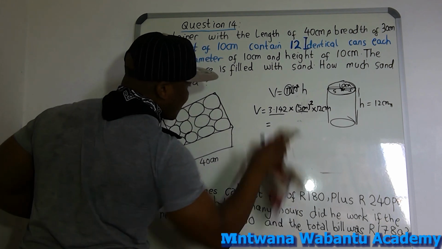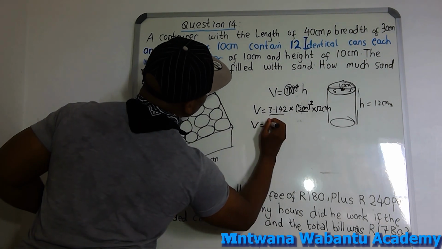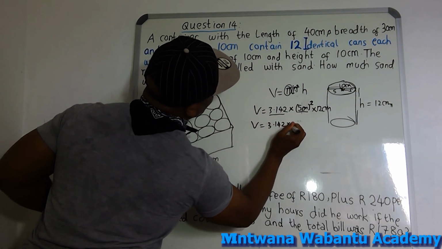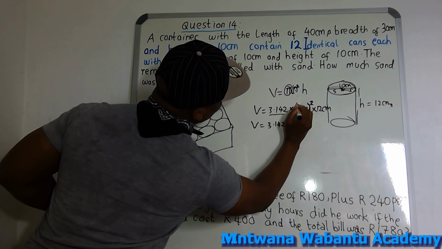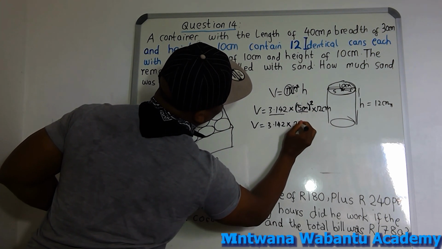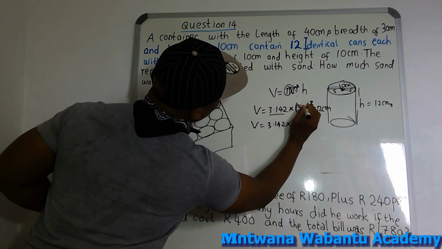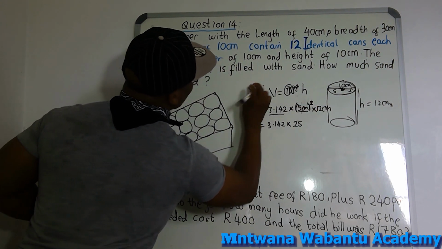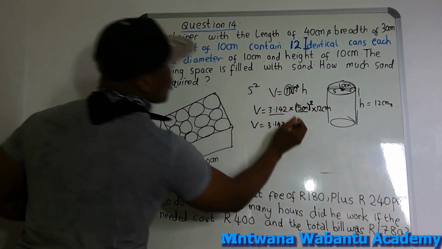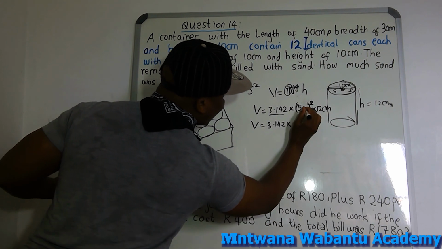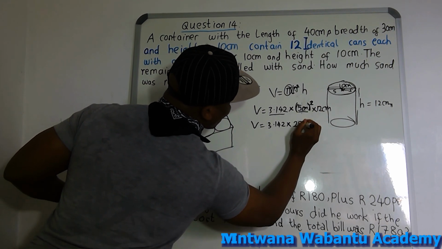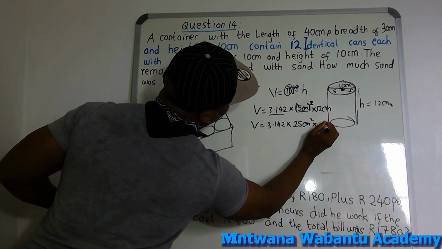Let me say volume equals 3.142 times 5. Look, when you square, you must square for both. 5 squared equals 25. Don't say 5 times 2 is 5 squared; 5 squared is like 5 times 5 equals 25. You can plug it in the calculator. Centimeter squared times 12 centimeter.